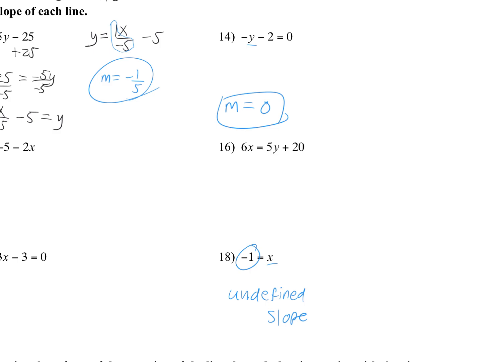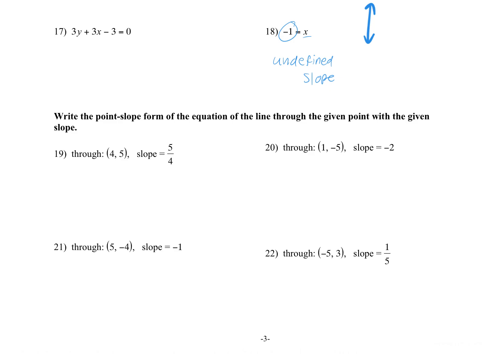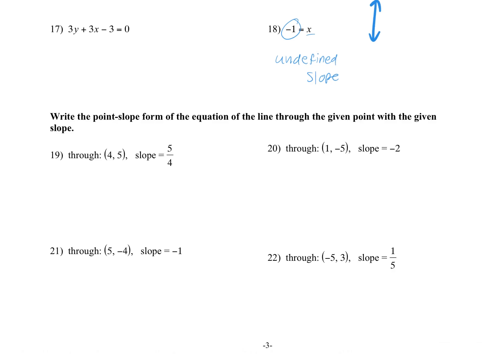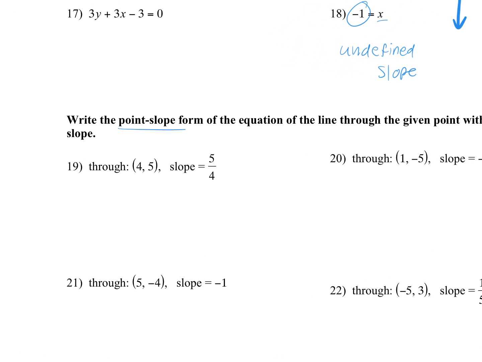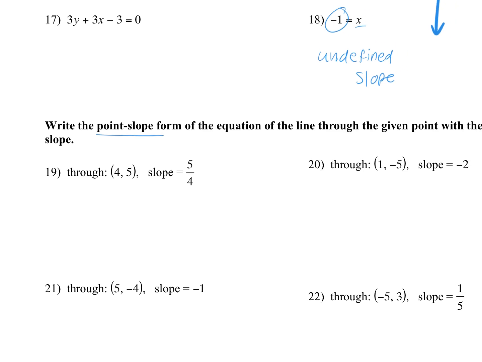All right, and the rest of these on this page are just problems where you have to convert the equation into something in slope-intercept form to find the slope. But if it's horizontal or vertical, those are special cases, and it's either going to be 0 or undefined. Okay, let's look at 19 through 22. So these, you need to be careful with the directions. It's asking you to find the point slope form of the equation, given the point and the slope.